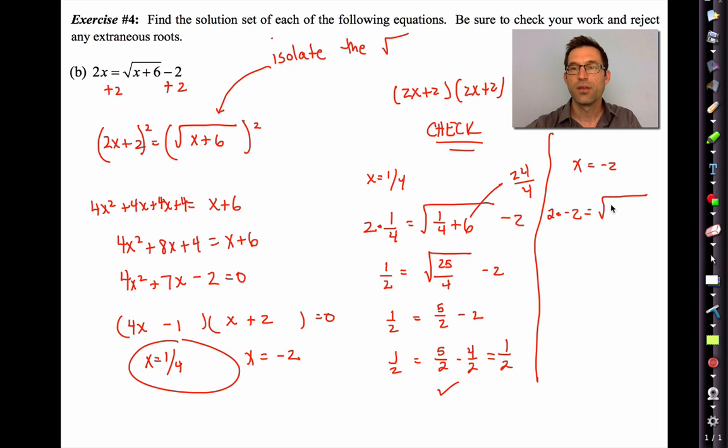equals the square root of negative 2 plus 6 minus 2. That's going to be negative 4. Over here, negative 2 plus 6 is positive 4 minus 2. Square root of positive 4 is 2. And negative 4 equals 2? No. So that is my extraneous root.